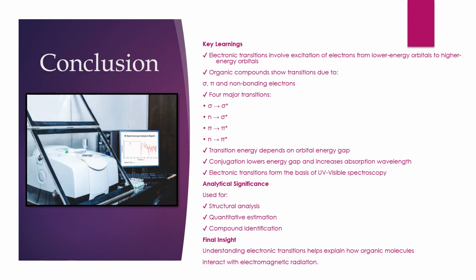To conclude, electronic transitions explain how organic molecules absorb electromagnetic radiation. We studied the four major transitions and their energy requirements. We also saw how conjugation influences absorption behavior. Most importantly, we learned that these transitions form the foundation of UV visible spectroscopy. Understanding these concepts allows us to interpret molecular behavior and perform analytical measurements effectively. This makes electronic transition a fundamental topic in analytical chemistry.